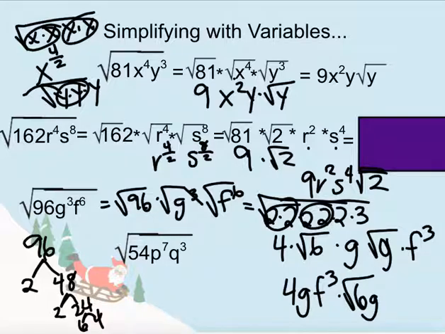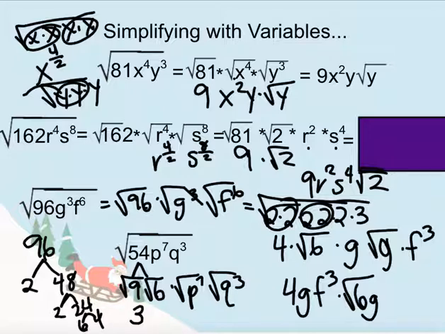And then the last one, the square root of 54. Well, we can split this into the square root of 9 times the square root of 6 times the square root of p to the 7th and the square root of q to the third. Well, that's 3 times root 6 times, let's see, I can get 3 pairs of p's out, so I can get p to the third. And we have a q popped out. And what we have left in the radical is 6pq. All right.